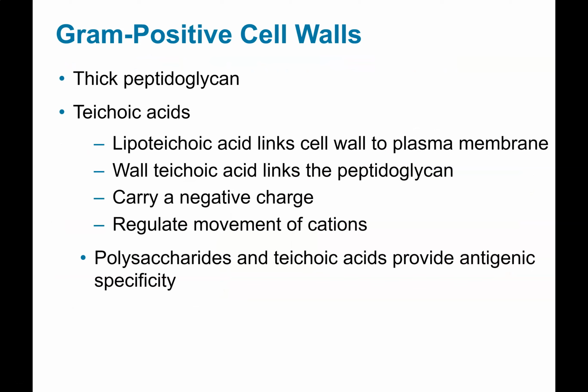Especially gram-positive bacteria. Gram-positive bacteria have a thick layer of peptidoglycan. That is their cell wall. Additionally, they have these teichoic acids embedded within it, two types, lipoteichoic and wall teichoic acids. And those play various roles for the bacteria, as you can see, dealing with charge, dealing with movement of molecules into the cell.